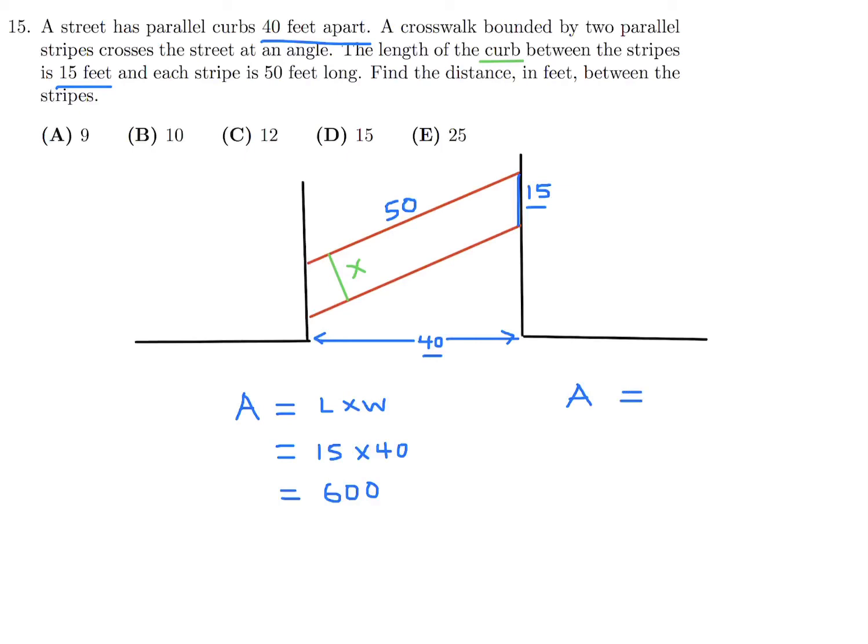And then the other way of figuring it out, length times width or height times base or whatever words you want to use, is using 50 and x, these two numbers. So 50 times x, where x is the height and 50 is the base. And we already know that the area is 600, so just plug that in there and you get 50x. And therefore dividing, you get 600 divided by 50 is x, and therefore x is equal to 12. So the answer to number 15 is C.